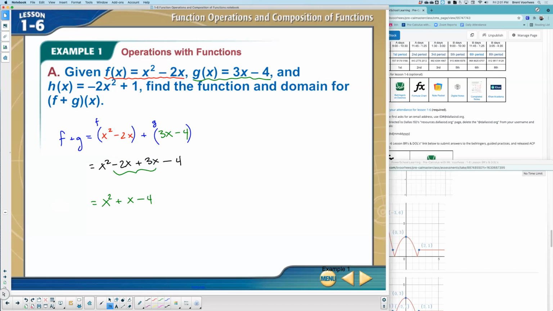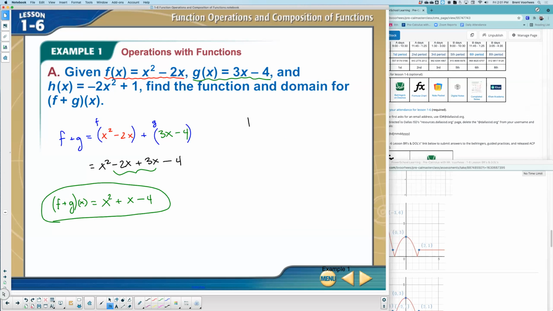And so this would be f plus g. Again, if you wanted to write f plus g and put parentheses around it of x, you can. That's, I guess, perfect form. But shorthand, you just write f plus g.